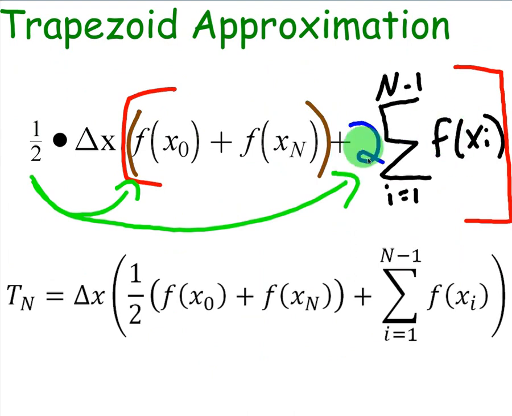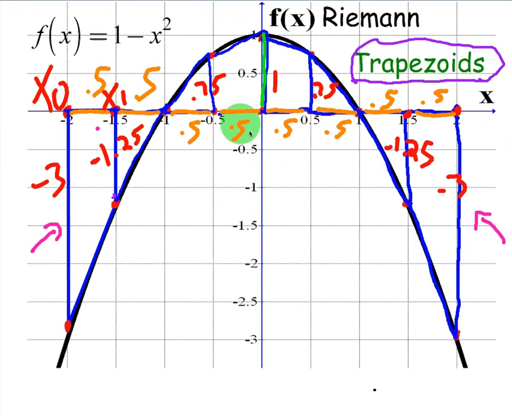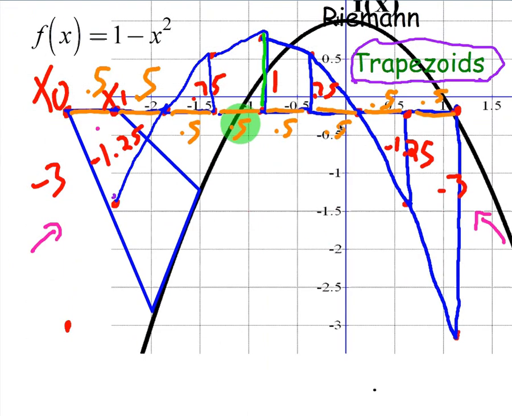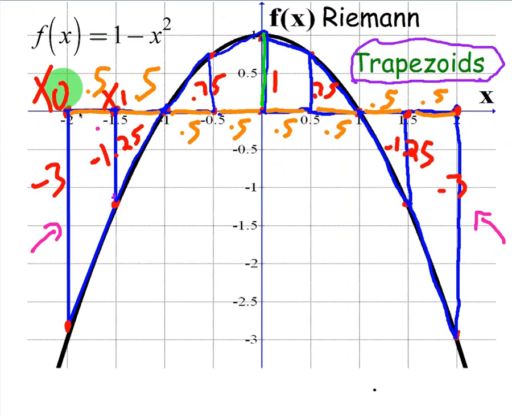Now, again, for this particular example, we're using 8 trapezoids. X naught is over here, and x sub 8 is over here. The only ones that we're doubling are x sub 1 through x sub 7.